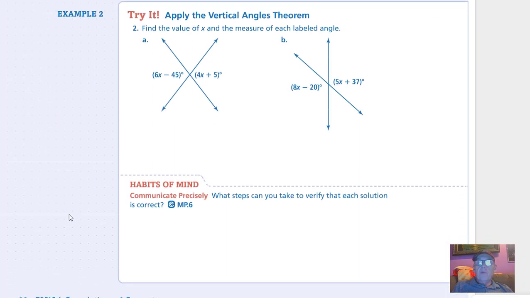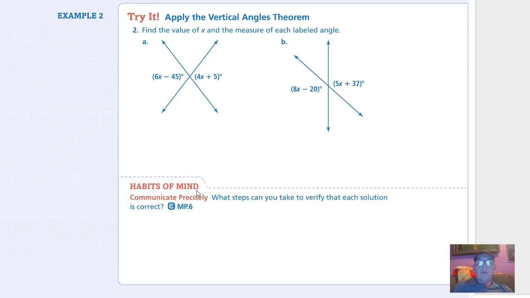Okay, our example 2, we want to apply the vertical angles theorem. So here we have some algebra problems to do. Since we have pairs of vertical angles here, they're telling us that the left-hand angle is 6x minus 45. We'll call this angle 1. And we have that the right-hand angle is 4x plus 5. Well, by the vertical angles theorem, these angles are congruent, which means their measures are equal. So the measure of angle 1 is equal to the measure of angle 2.